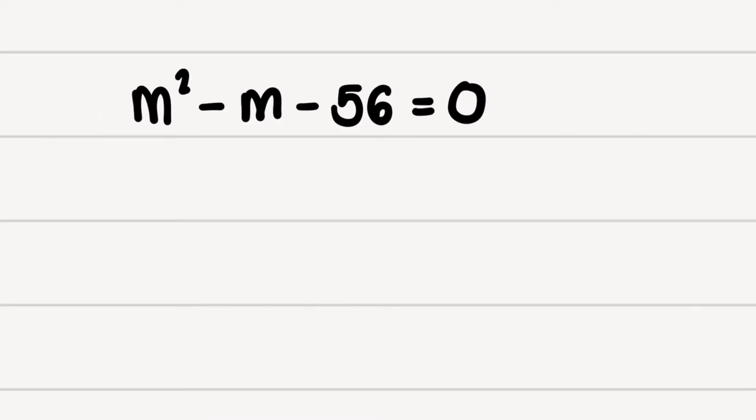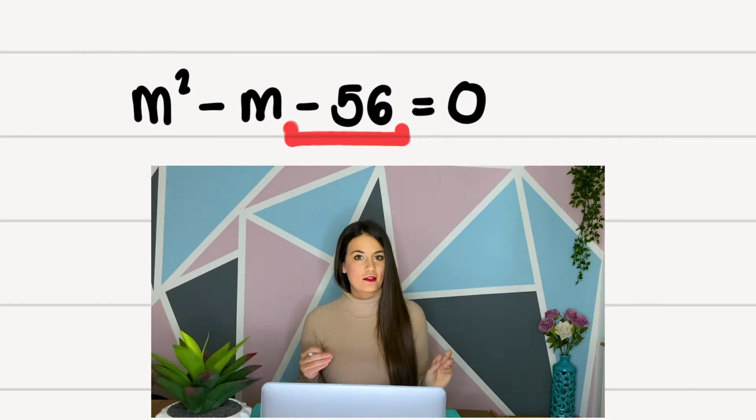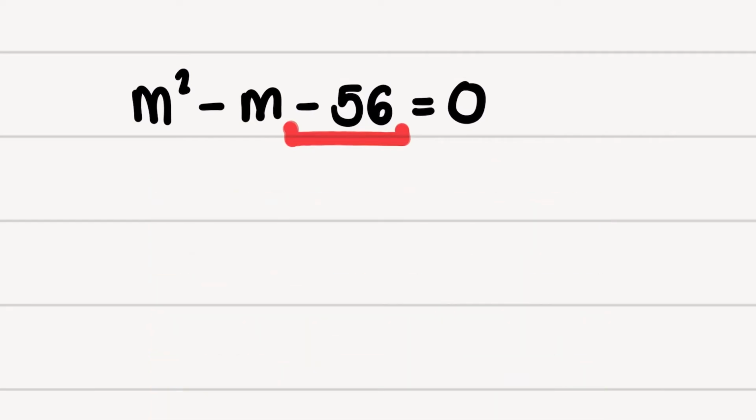Next example, I have m squared minus m minus 56. So now I have a negative third term. So a negative third term means that the signs are going to be different inside the two brackets, and I'm going to subtract the factors of 56 to give me my middle term, which in this case is a 1. So I'm going to list the factors of 56.